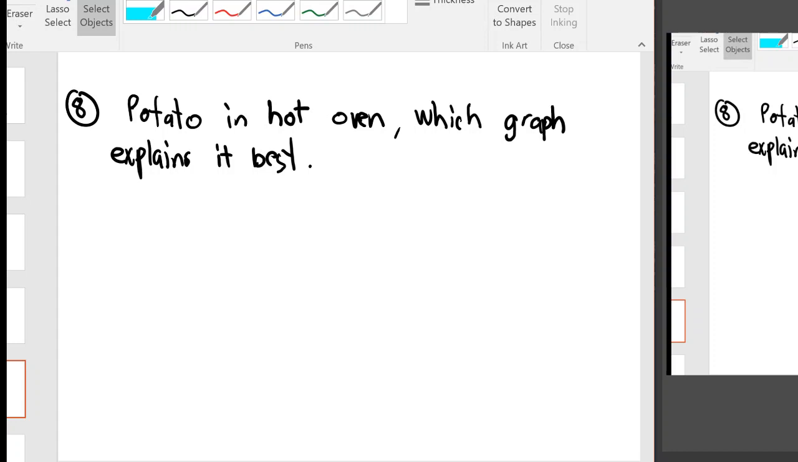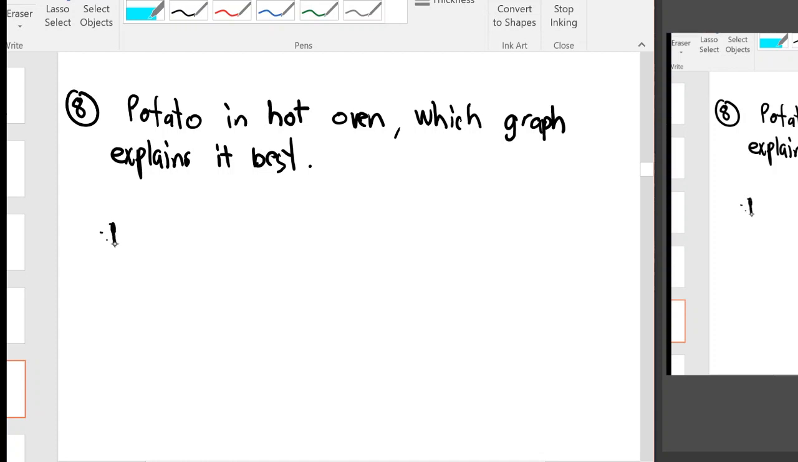But kind of tricky. It's a simple problem if you take the time to think about it. The question says a cool potato is placed in a hot 350-degree oven for 1 hour. Which graph best represents what happens to the temperature of the potato as it cooks during the hour? Okay, so the first thing you need to do is understand that when you're putting something in an oven, the oven doesn't start at 350 degrees.